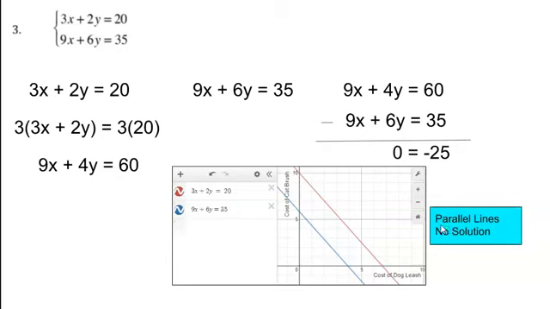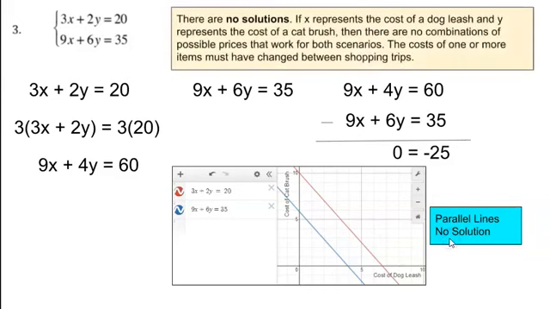Parallel lines for systems of equations mean that those lines are never going to cross, so that system has no solutions. If x represents the cost of a dog leash and y represents the cost of a cat brush, then there are no combinations of possible prices that work for both scenarios. The cost of one or more of the items must have changed between shopping trips.